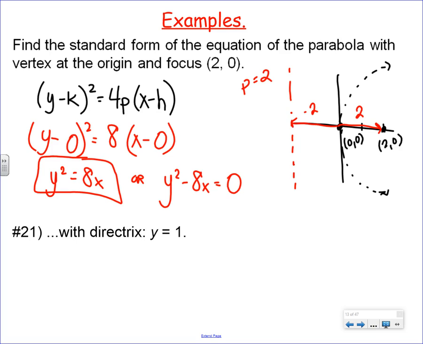So then, you guys' turn. Still the origin, so I'll put that in parentheses because I didn't write out all the directions. Still the origin is the vertex, but something has changed. Now the directrix is y equals 0. Take a second. Take a minute. Let's see what you guys can get done.